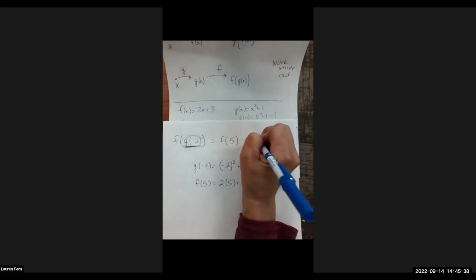So we get 13. It's my 1 o'clock class's favorite number. Whenever I do examples, I'm like, what's your favorite number? And everyone's 13. Okay, cool. Is this okay so far?